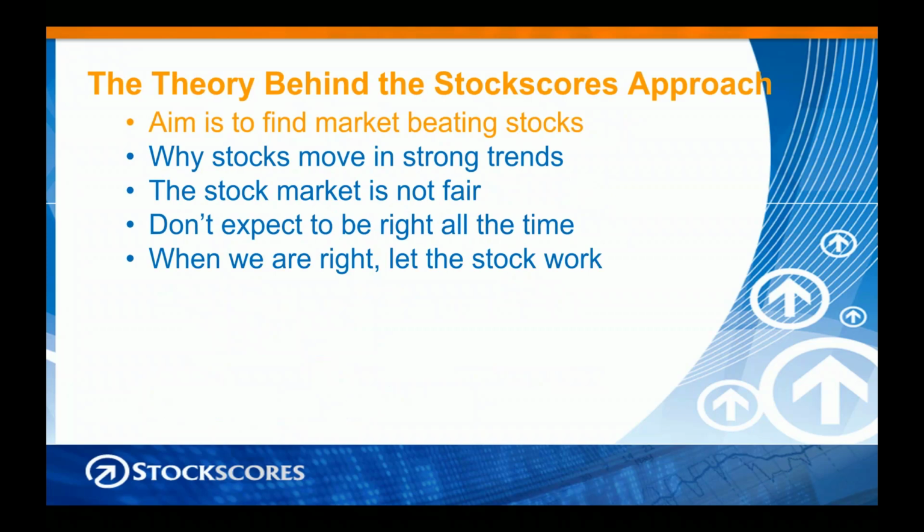So the theory behind the Stockscores approach, our aim, very simply, is to find market-beating stocks. If you're not going to find market-beating stocks, if you're happy to earn the return of the market, then you don't really need to do any effort. You just go out and buy a low-cost indexed ETF or an index mutual fund and earn what the market earns. And that's not a bad approach. Historically, the stock market has averaged about 8% per year over the long term. But that's not what I'm interested in.